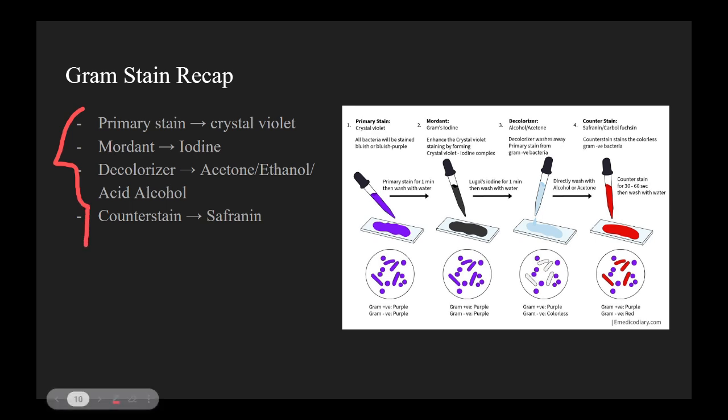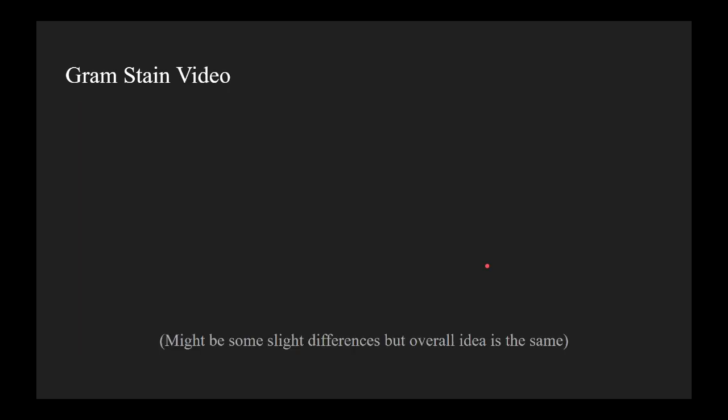So, a recap of the key pieces of information here. Remember, the primary stain is crystal violet, and the mordant iodine helps the crystal violet bind. The decolorizer removes the dye only from the gram-negative cells, and then the counterstain safranin stains only the gram-negative cells, so you're left with this final result. This is a pretty good diagram for you to review.